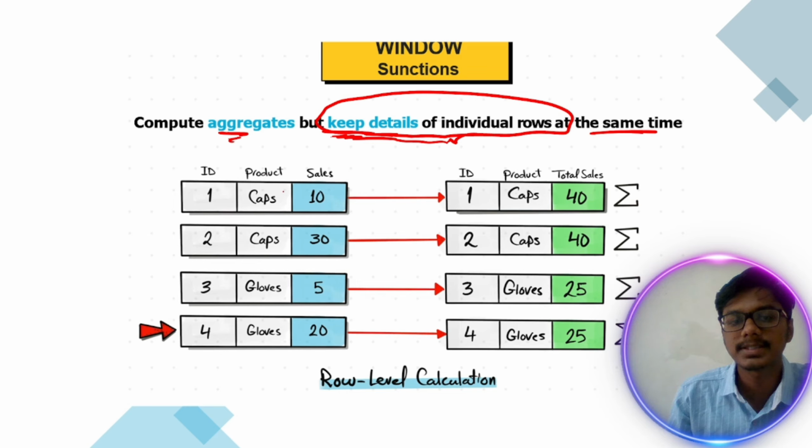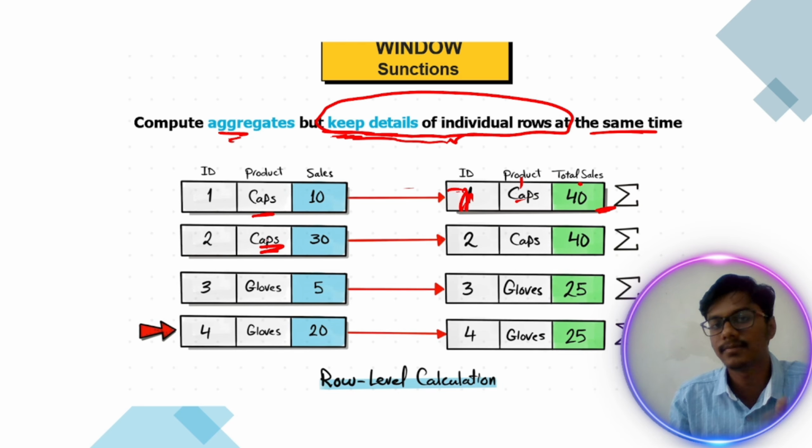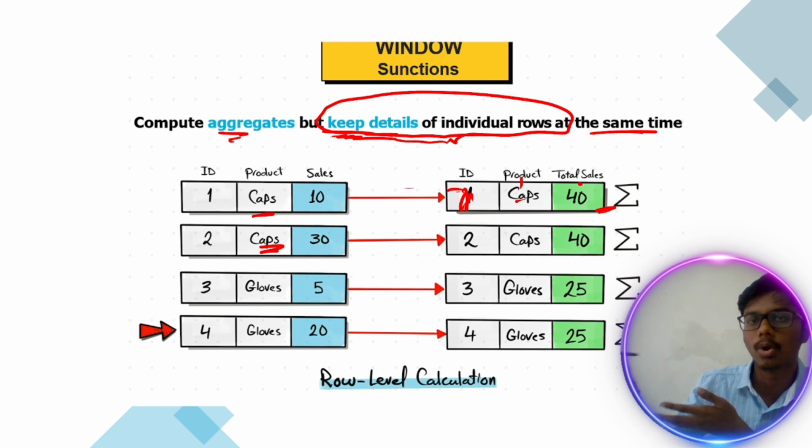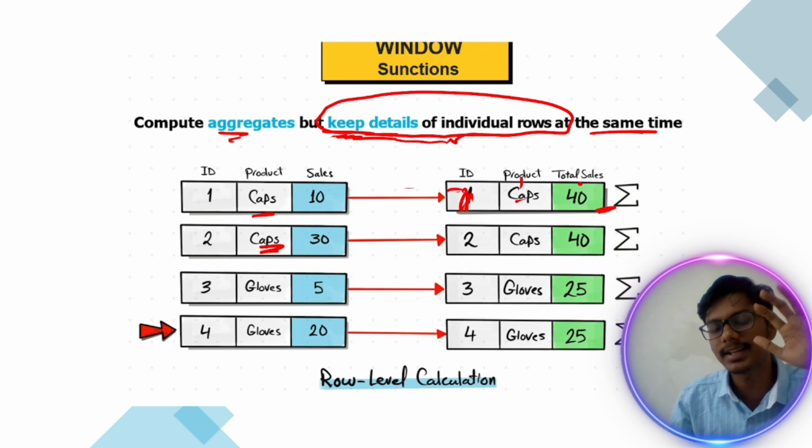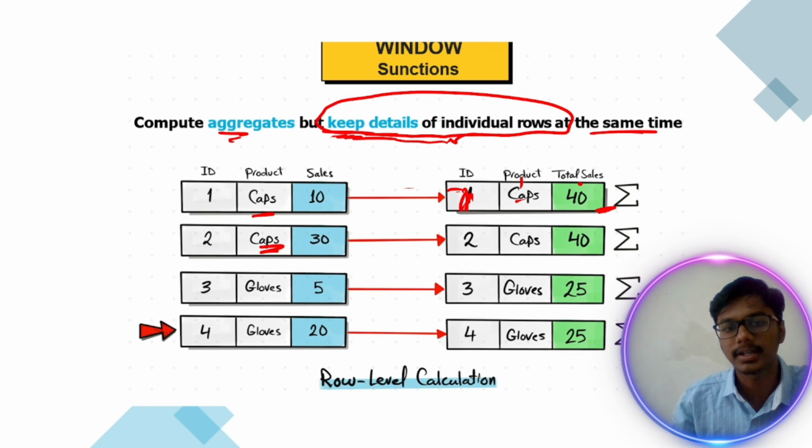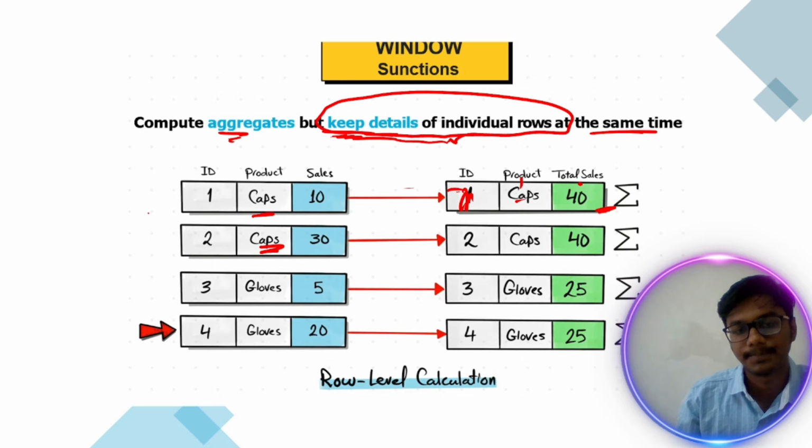See here, I'm just keeping that ID 1 and product total sales, right? So I'm just keeping the same 1 cap, 40, because there are two caps, right? We are going to see the syntax of ORDER BY and PARTITION BY later. Now we want to understand the Window function, right? So that's all about the Window function.